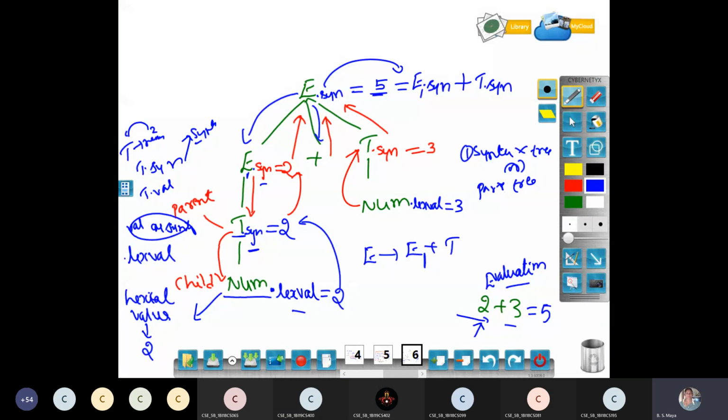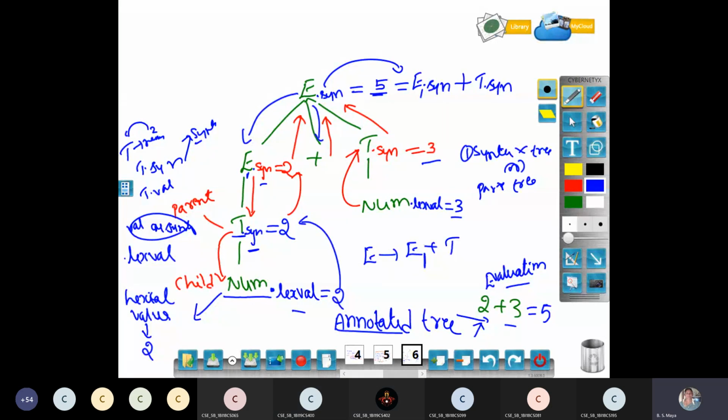Yes or no? Yes, ma'am. You have attributes for all the symbols, as well as the values I computed. Is it right? Yes, ma'am. This tree is called a dash tree. What is the name of the tree? Annotated tree.